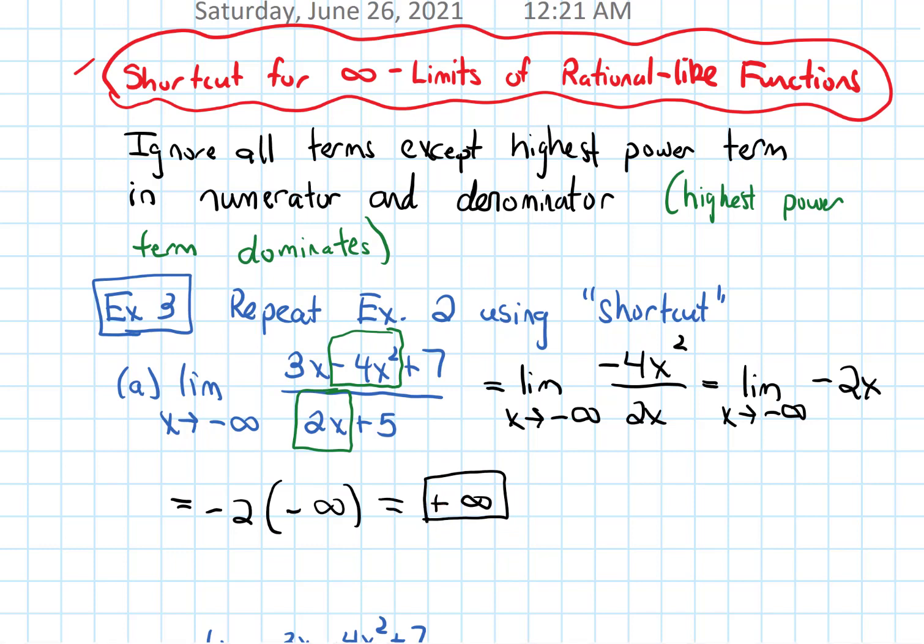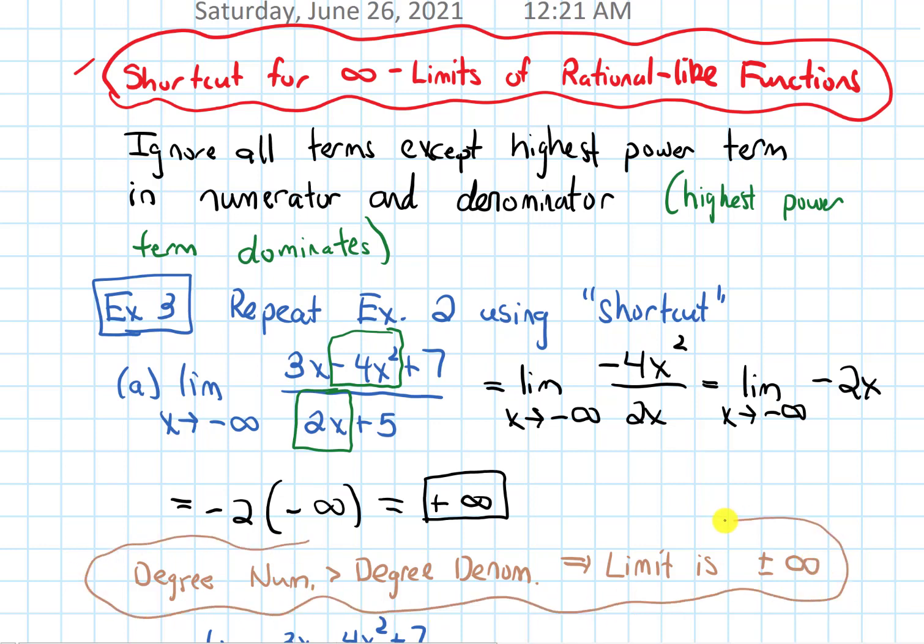So it turns out in general that when the degree of the numerator is greater than the degree of the denominator, and remember the degree is the highest power that I see, so the degree on the numerator is a 2 and the degree on the denominator is a 1, when the degree of the top is greater than the degree of the bottom, the limit is either going to be positive or negative infinity. In this case, it ended up being positive infinity, and I needed to do the simplification to tell what it was going to be.